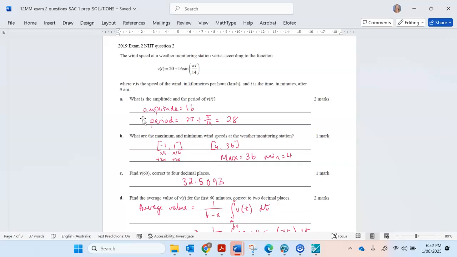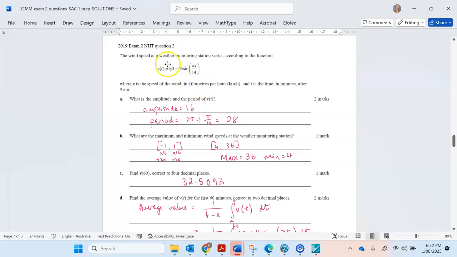All right, you've got your bound book. If you forget, you can look at your bound book. So amplitude is just what we're multiplying sine by, which is 16. If it's negative, remember it's irrelevant. Amplitude is always positive. And your period is 2 pi on n. So n in this case is pi on 14. So you get 28.